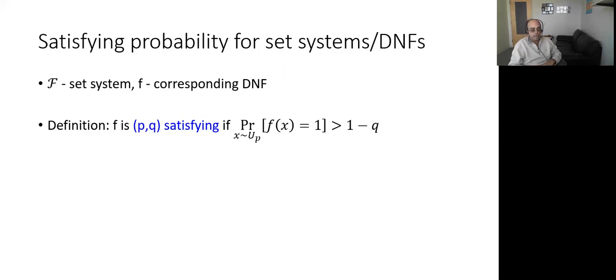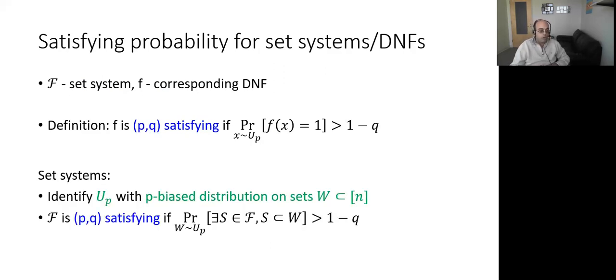Okay, so this seems like a reasonable question to ask for DNFs, but now let's see what this question translates to when we ask it for set systems. So it's going to be the following question, and you see it's going to look less natural when you view it for set systems. So first of all, what is a p-bias distribution? Well, it's just going to be the p-bias distribution over sets. So I choose a set W in my universe where each element is included with probability p independently.